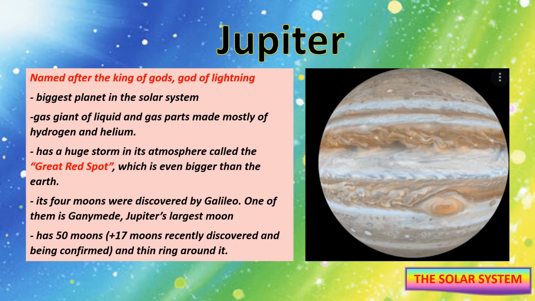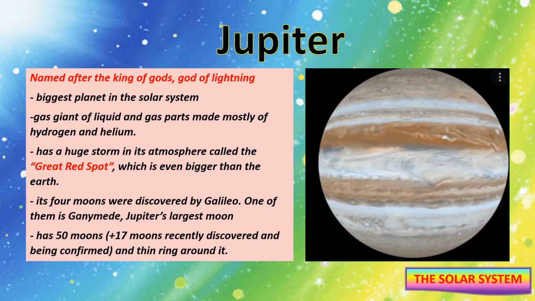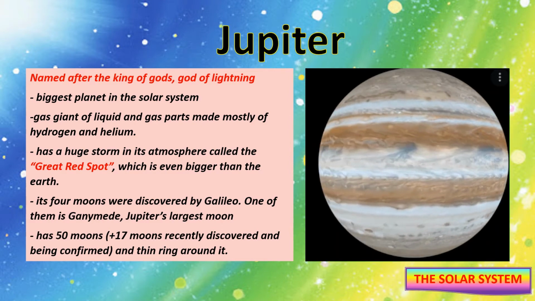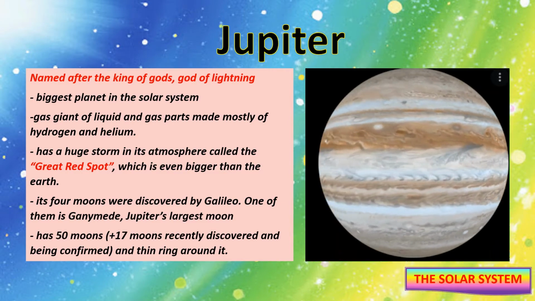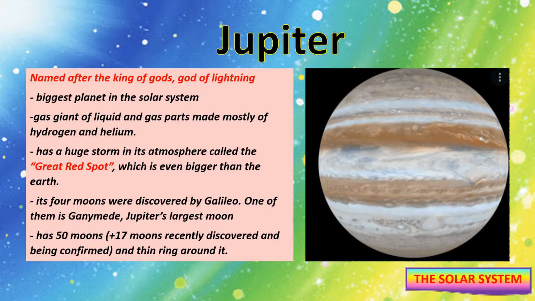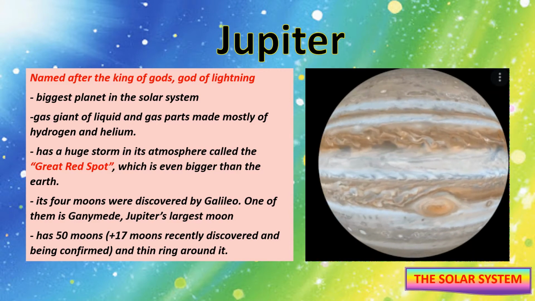Now we will talk about the Jovian planets. First is Jupiter, named after the king of gods, god of lightning. It is the biggest planet in the solar system. A gas giant of liquid and gas parts, made mostly of hydrogen and helium.